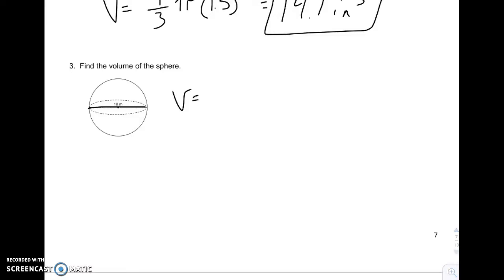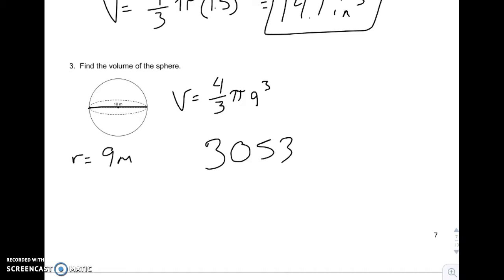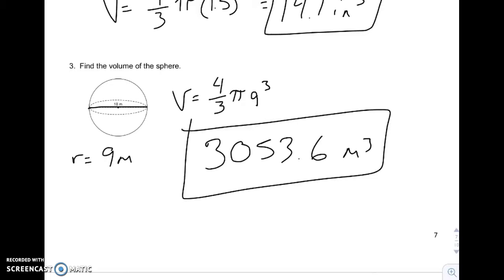All right, the last one down here, we'll just go through this one more time. Again, we've got a diameter all the way across of 18, so we've got a radius of 9 meters. So it's 4/3 pi times 9 to the third, which gives us a volume of 3,053.6 cubic meters. And there you have it, the volume formula for a sphere.